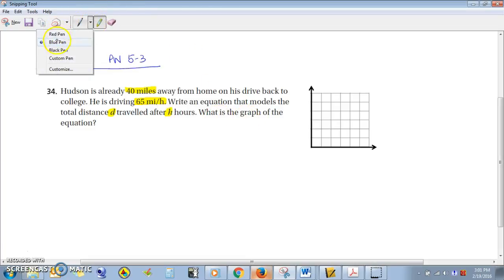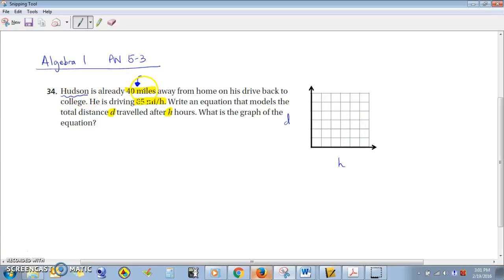Okay, so how are we going to find his distance after H hours have gone by? Well, when no hours have gone by, he's 40 miles away. That's where we're starting in this question. Time is getting measured here in hours, and distance is getting measured here. So the more time that goes by, the further away Hudson is going to be.